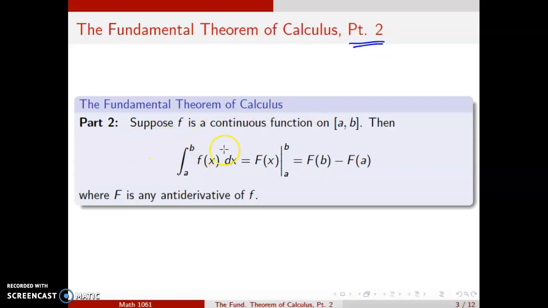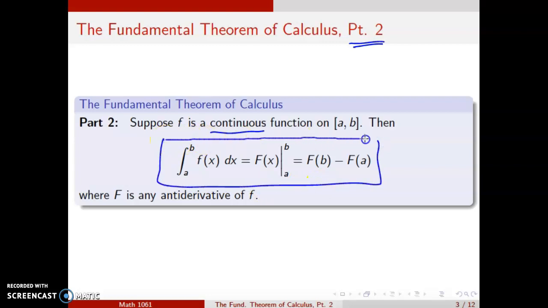fundamental theorem of calculus part 2, suppose that f is a continuous function. We know what that means on the closed interval a to b. Then the definite integral from a to b of f of x is equal to capital F of x from a to b, where this notation just means we evaluate at the upper limit minus evaluating at the lower limit. We have to say one more thing, and that is, what is this capital F? The key thing here is this capital F is any antiderivative of f.